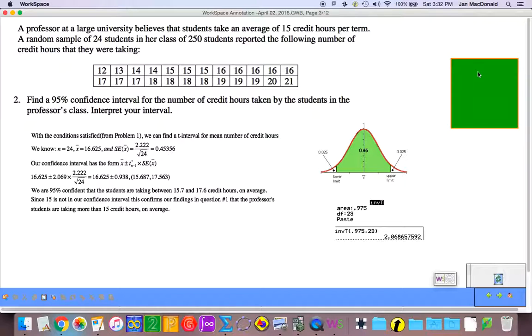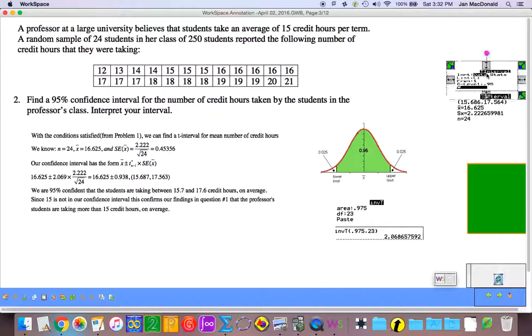Okay, here we go. Let's see. This always happens. Our data is located in list 1. Our confidence level is 95%. And when we hit calculate, we in fact get the same confidence interval we got over here, 15.7 to 17.6.